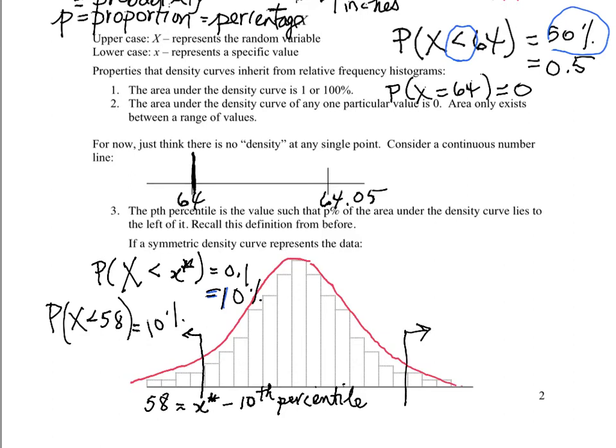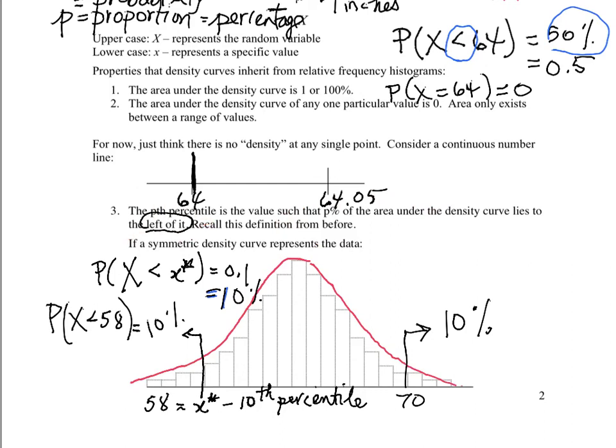What if I know 10% of the observations are up here? What would I call this value? Let's put a number on it. Let's call it 70. So that's 70. What do we call 70? Remember, a percentile is the value such that P% of the area is to the left of it.